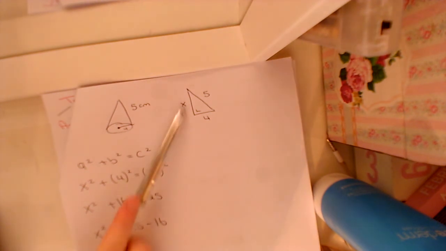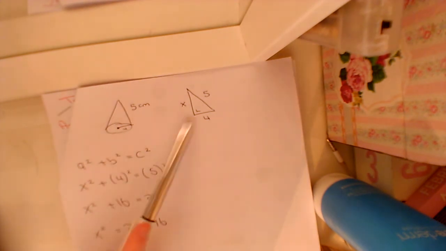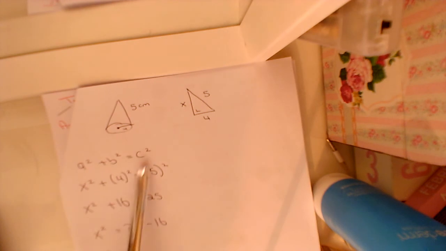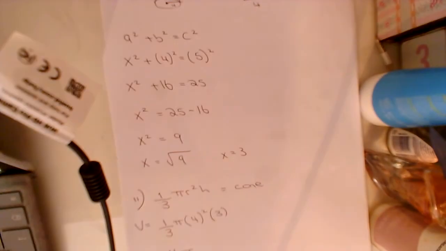I need to get my height of the cone, so I'm using my Pythagoras theorem. So I'll have a squared plus b squared is equal to c squared: x squared plus 4 squared is equal to 5 squared, x squared plus 16 is equal to 25. I get x squared is equal to 25 take away 16, so x squared is equal to 9. Then I get x is equal to the square root of 9, x is equal to 3.